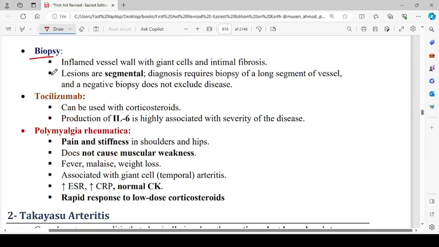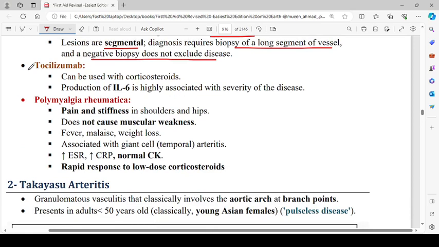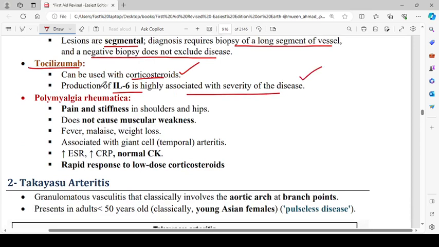On biopsy, there are inflamed vessels with giant cells and intimal fibrosis. Lesions are segmental. Diagnosis requires a biopsy of a long segment of vessel, and a negative biopsy does not exclude the disease. Tocilizumab can be used with corticosteroids. Production of interleukin 6 is highly associated with the severity of the disease.